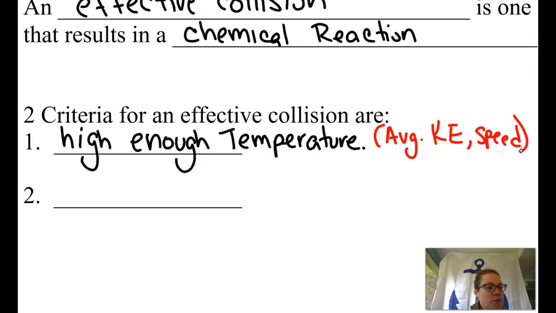So the particles, if they're going too slowly, they're not going to have enough energy. When they bounce off of each other, they'll just bounce off and they don't react. And this happens all the time. But if they do have enough energy, if they're going fast enough, they will be able to rearrange their electrons. And that rearrangement of electrons is a chemical change. Now there's something else that needs to be true. The way in which they hit into each other, which we're going to call the orientation.